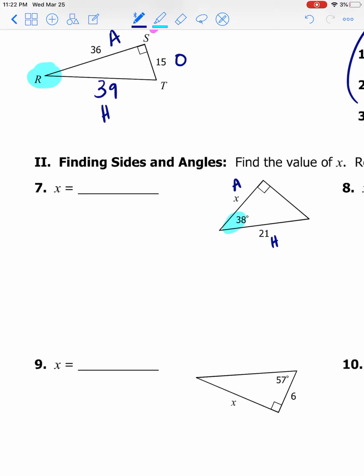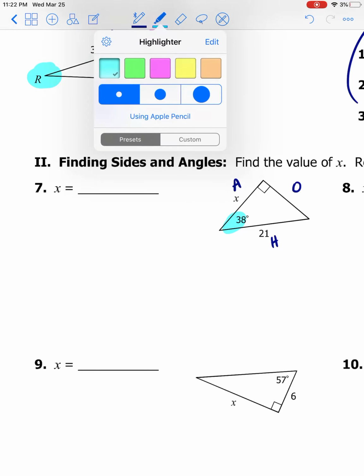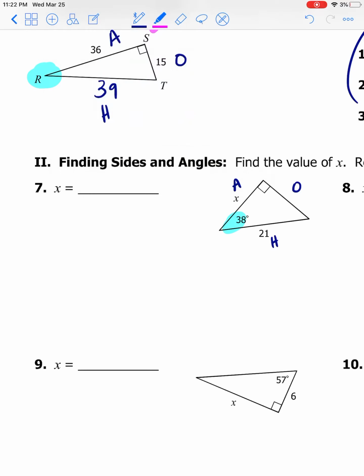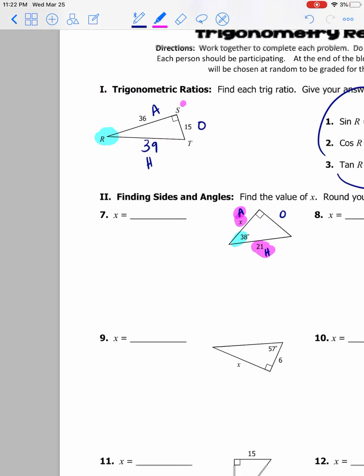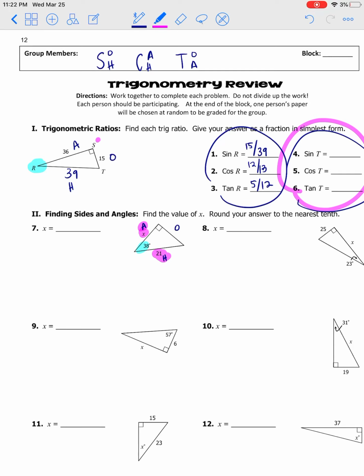And if it helps you, you can identify the other side, right? This one is opposite. It's not being used in this problem, but if it helps you, then go ahead and identify that as well. I'm going to highlight these guys so I know those are the relevant ones. So I have adjacent and hypotenuse, which means I have cosine. So cosine of 38, remember it's always the ratio of the angle, equals adjacent x over hypotenuse 21. So x is in our numerator here, which means we just multiply the 21 times the cosine of 38.